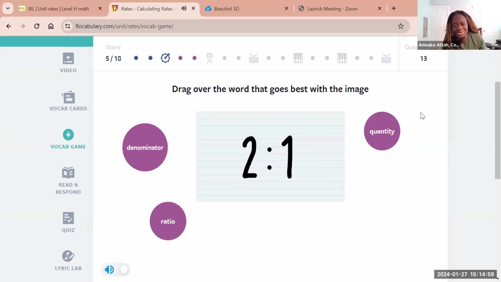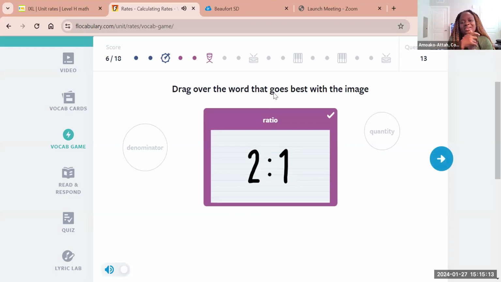What is this? We've done this already, guys. I shouldn't struggle with this. Don't forget, we said we have three ways of writing ratios: as a colon, as a fraction, and using the word "to". All right, so this is ratio. Perfect.